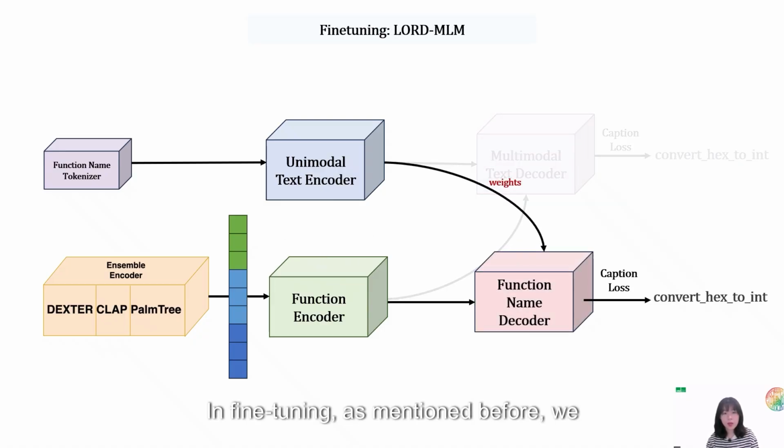In fine-tuning, as mentioned before, we design a new function name decoder and name it LORD, which is the abbreviation for likelihood order regressive decoder. And we use this decoder to predict function names from binary representations. Traditionally, generative transformers rely on teacher forcing, where each token is predicted from the ground truth previous ones, and this often makes later tokens easier to predict and weakens planning for short sequences like function names.